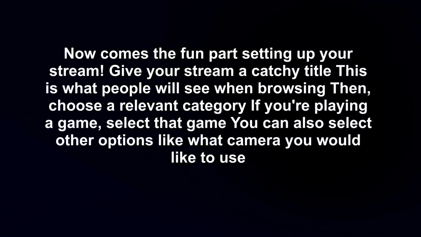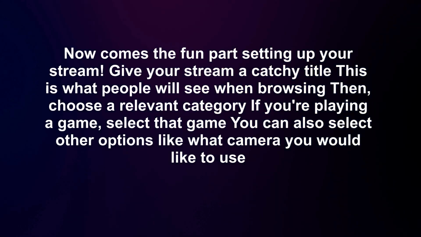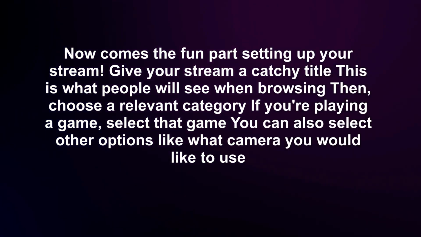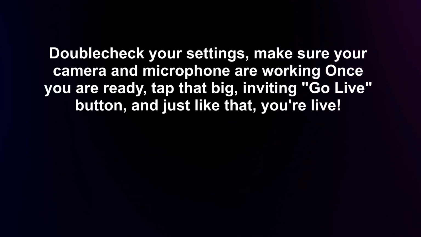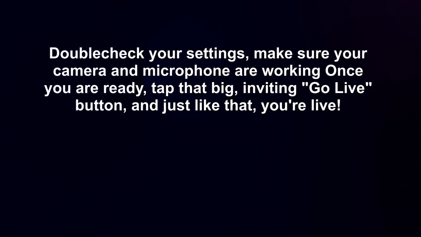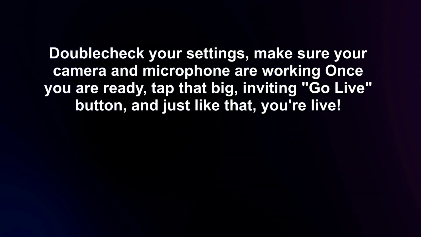Then, choose a relevant category. If you're playing a game, select that game. You can also select other options like what camera you would like to use. Double check your settings. Make sure your camera and microphone are working. Once you are ready, tap that big, inviting Go Live button. And just like that, you're live.